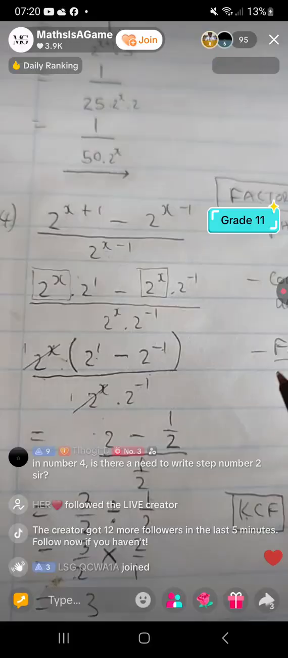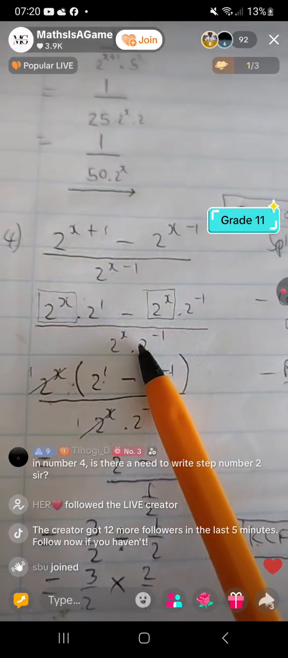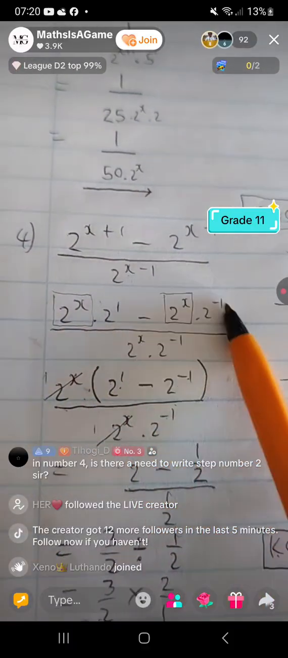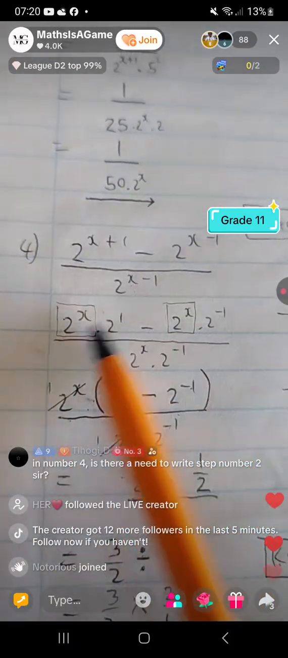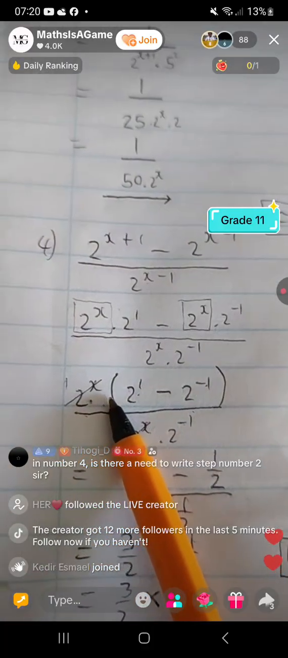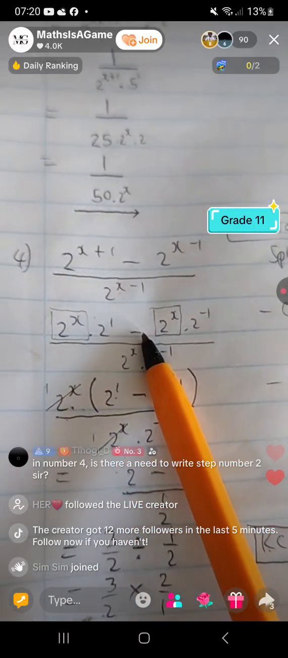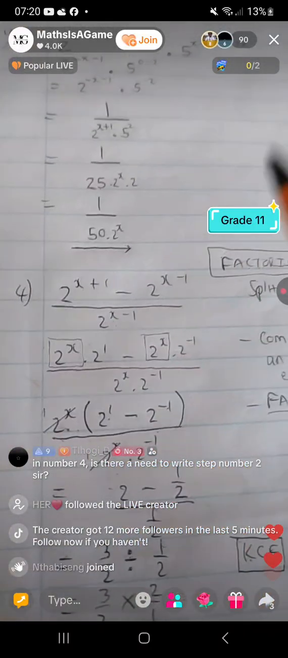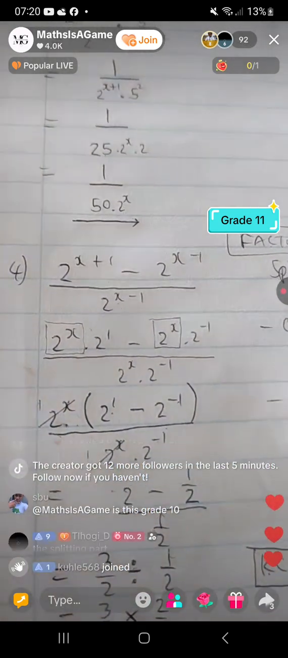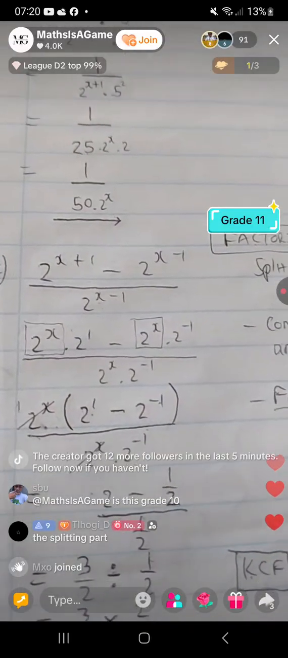So in number 4, is there a need to write step number 2? Okay, original question. Step number 1, splitting. Step number 2, yes, of course, taking out the common factor. Definitely. Because remember, when you have a plus and a minus between terms, as I said, it tells you there's a type of factorization you have to apply. So here, definitely, yes, the splitting part.